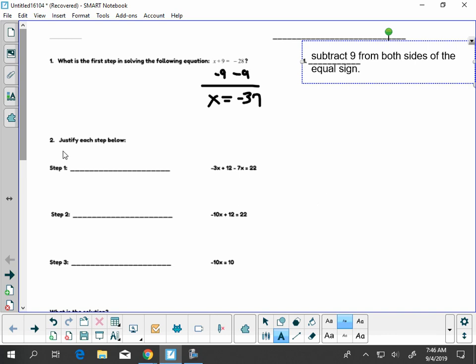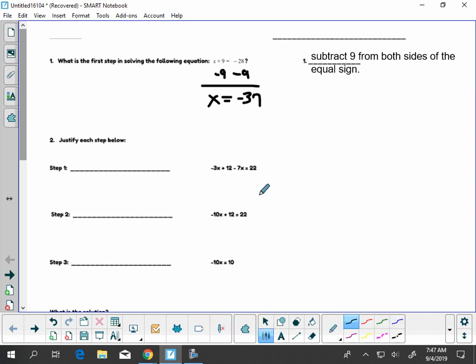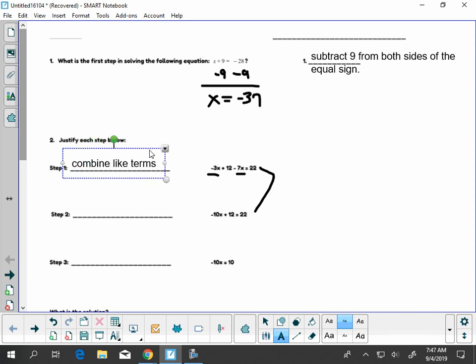All right, number 2, we need to justify each problem. So what I did from going from this step to this step is I combined like terms. Negative 3x minus 7x gives me that 10x. So first thing I'm going to do, combine like terms. And I would actually try and probably shift these down to show that you're kind of doing it from step 1 to here. The second thing that I'm doing, going from here to here, is I subtracted 12.